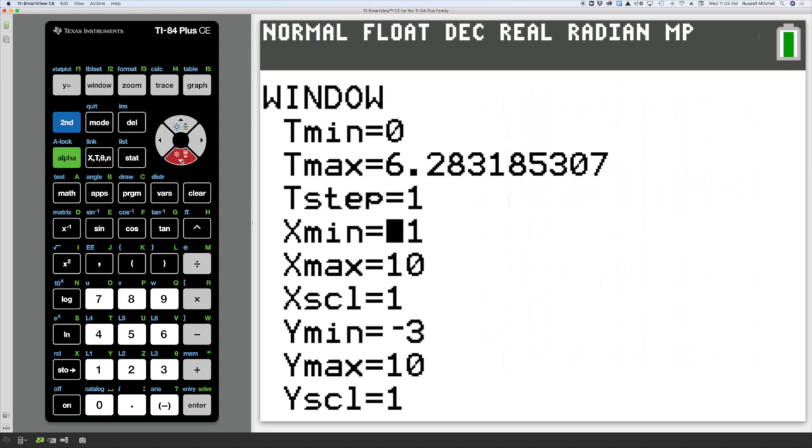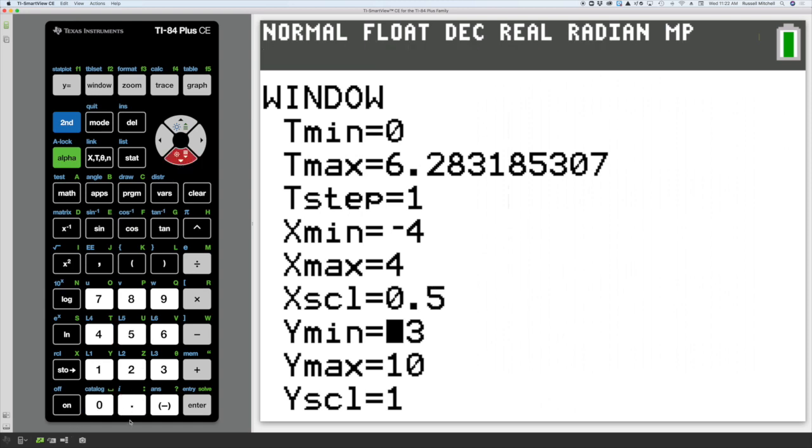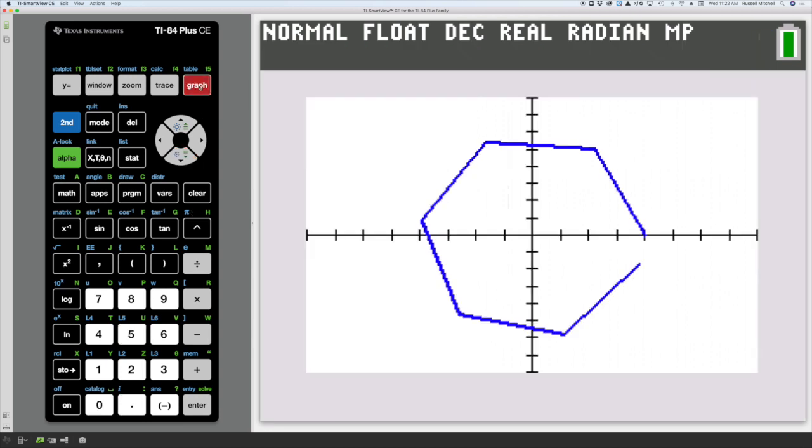And then let's do x min of -4, x max of 4, x scale of 0.5, y min of -4, y max of 4, and 0.5. And let's press graph. And you see how it doesn't even come back and complete, because you went to 6 and you didn't go all the way to 6.28, which is 2 pi. And you see how this doesn't look like what I graphed.